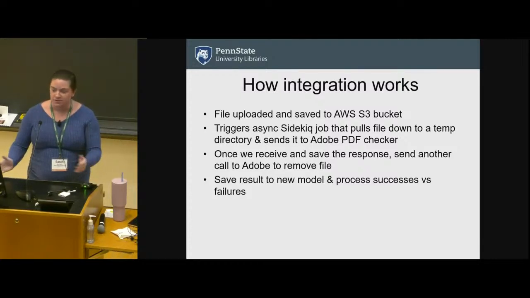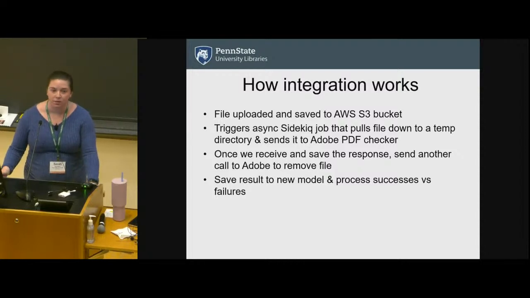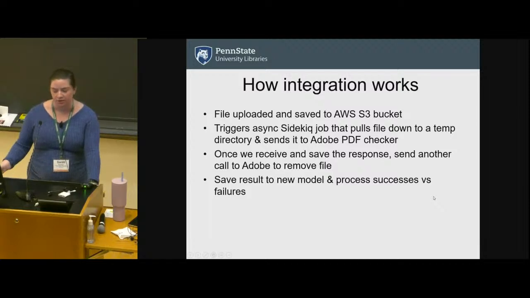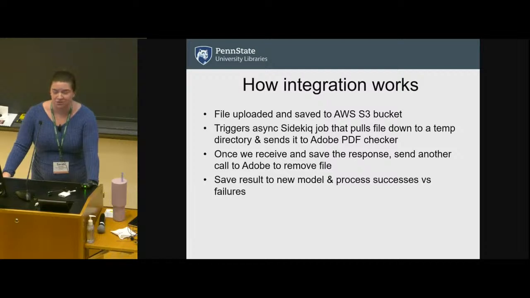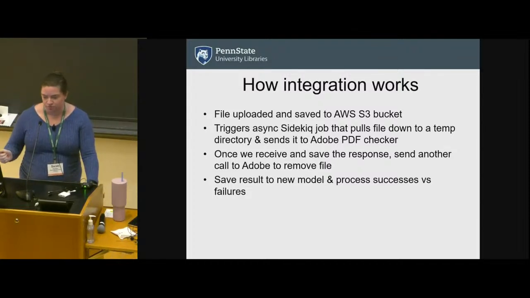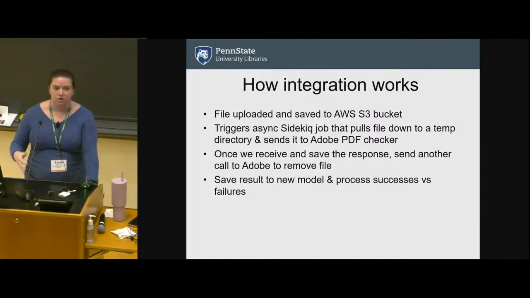So when a file gets uploaded to ScholarSphere, and this has always been the case, it gets saved to an AWS S3 bucket. The new part of it is it also triggers a Sidekiq job that'll pull down a file into a temporary directory and send it up using the Adobe PDF Accessibility Checker API. So it does get stored up with Adobe for just a little bit of time. However, as soon as we get a response from Adobe, we then send up a second call, and that removes the file. So that's just a good reference to let researchers know it will go up there for a little bit, but we are pulling it back down. Your research won't be living with Adobe.